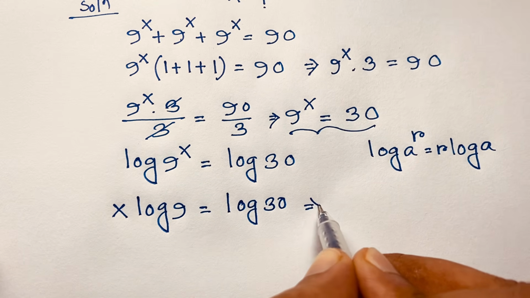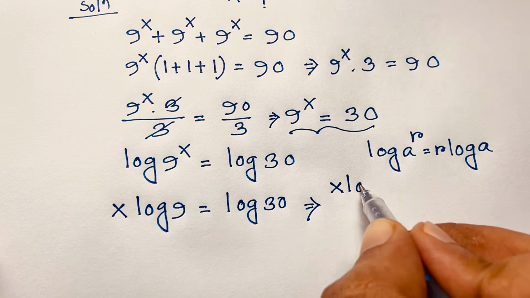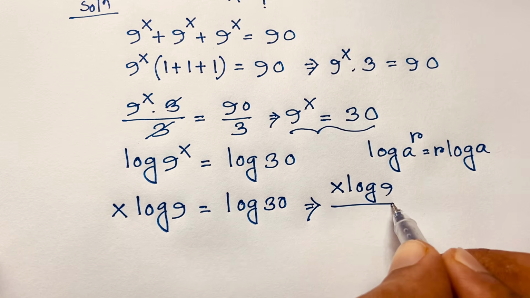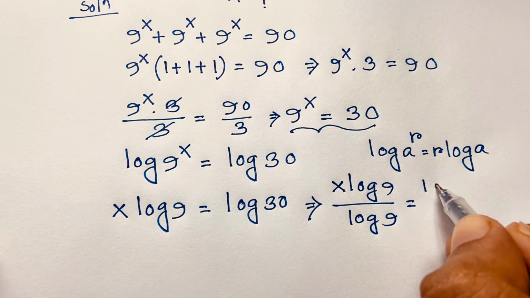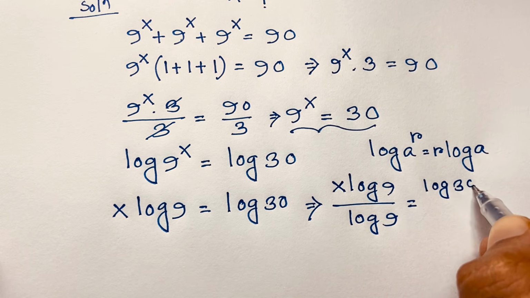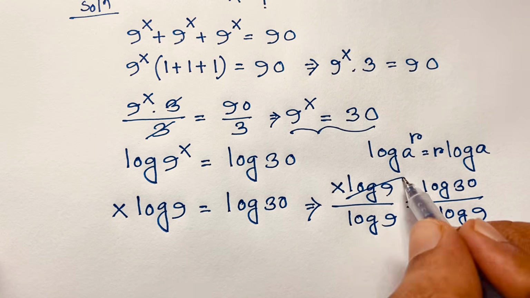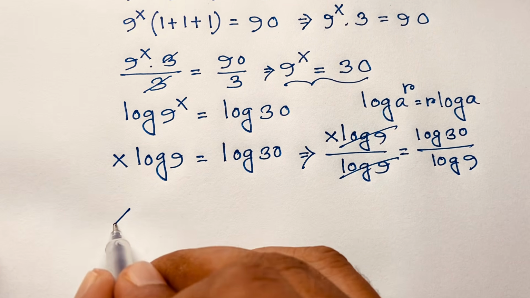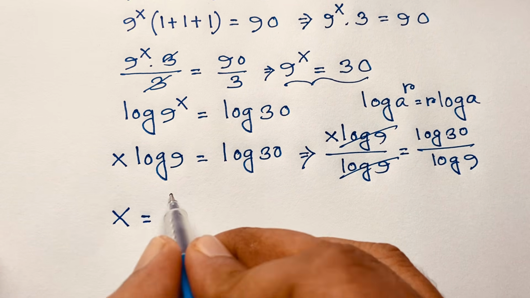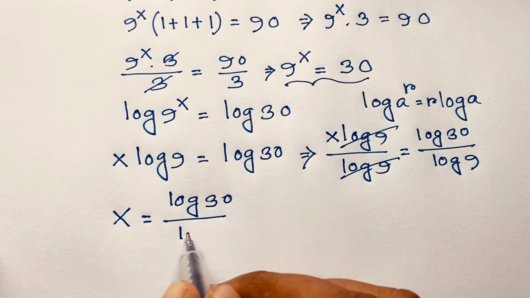Then I divide both sides by log 9, so this expression will be x log 9 over log 9 is equal to log 30 over log 9. I divide both sides by log 9. This cancels out. So we find here x is equal to log 30 over log 9.